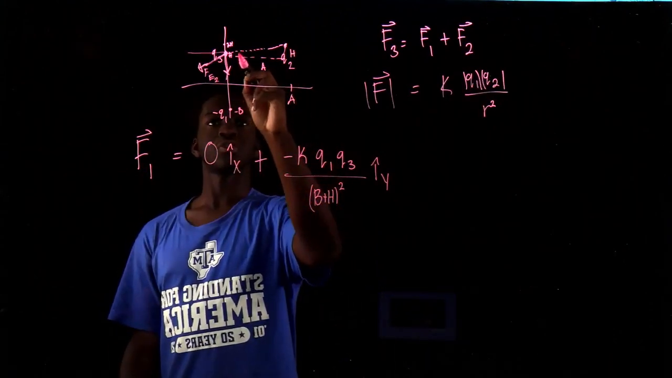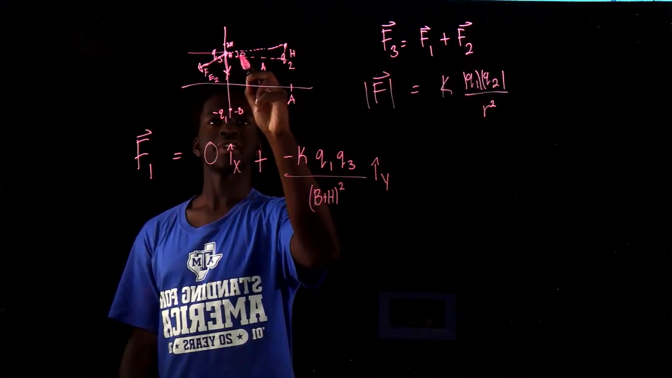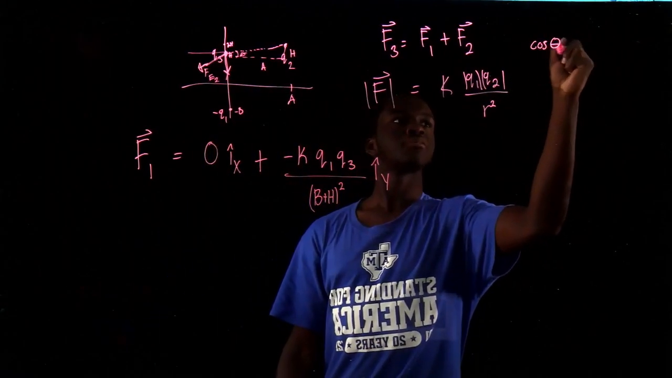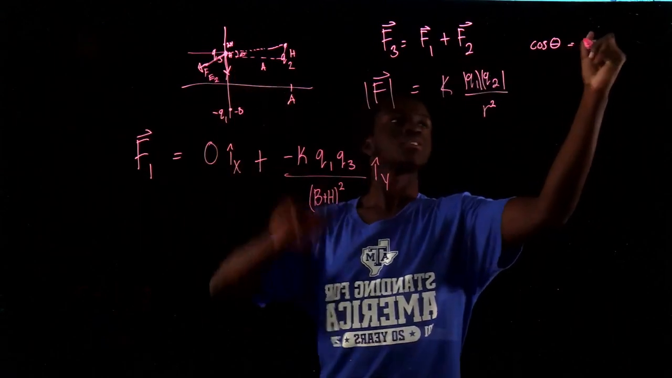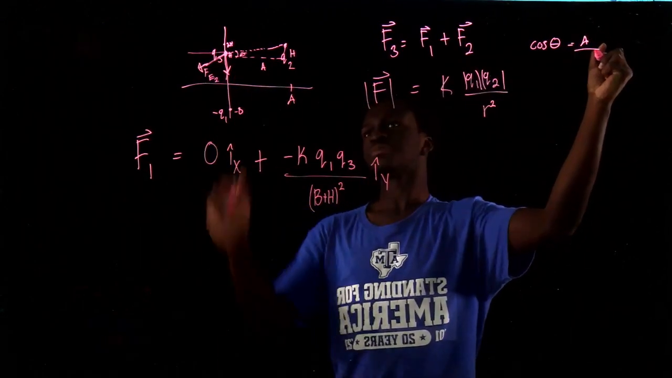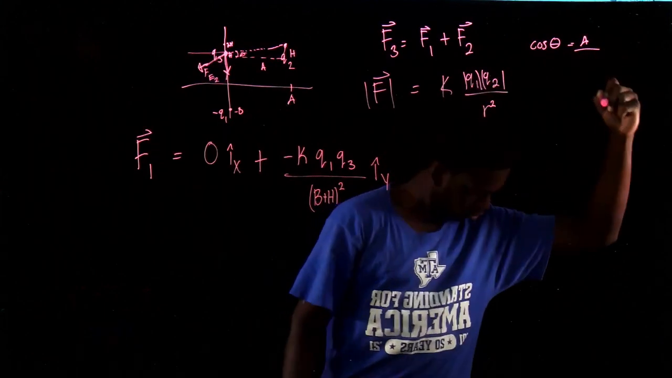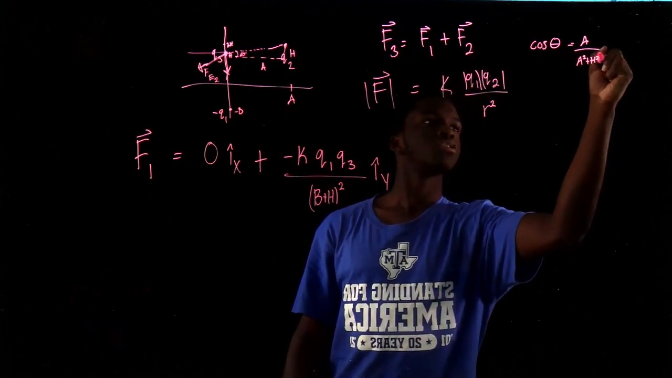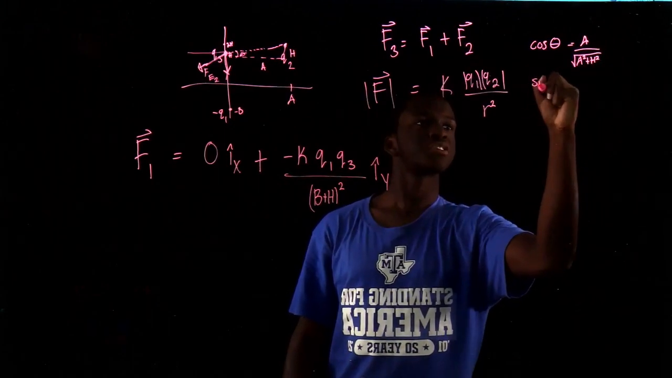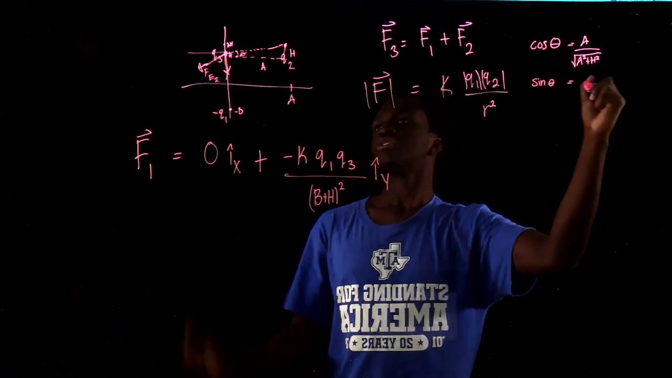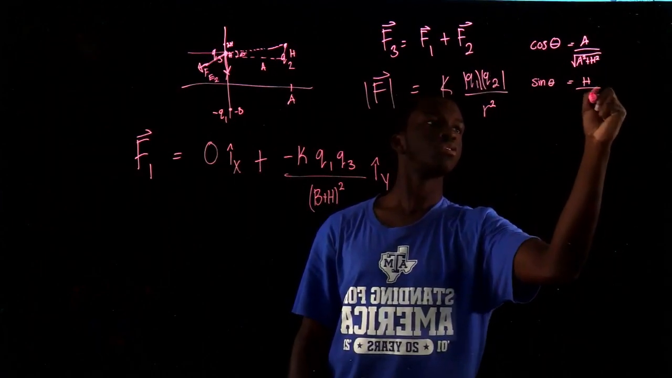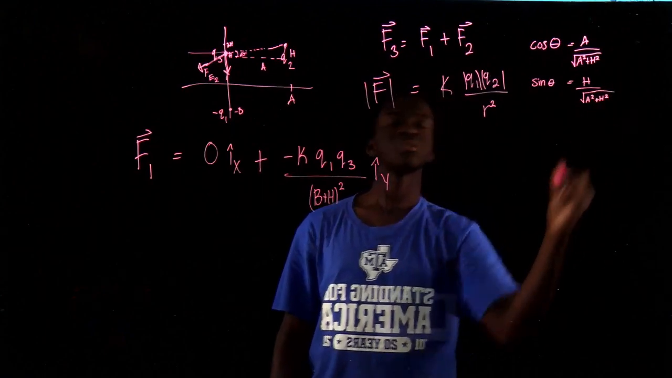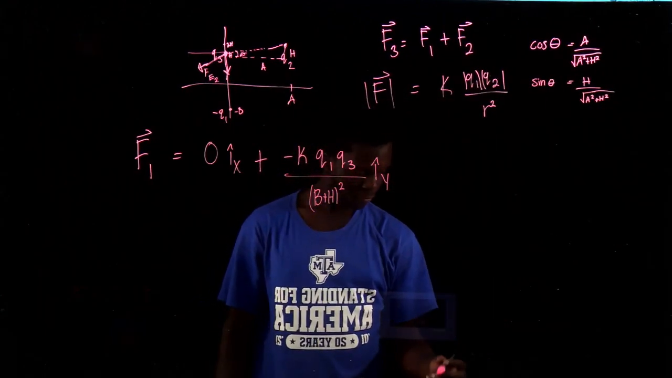And we can just take cosine theta, take that as theta, and let's write what cosine is gonna be. Cosine theta is gonna be A over the square root of A squared plus H squared. And let's write sine theta is gonna be H over the square root of A squared plus H squared. So now we're ready to find the force of two.